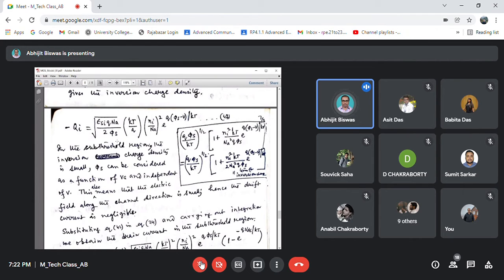It is equal to root over epsilon silicon Q into Na divided by twice phi s kT by Q, ni by Na whole square, e to the power Q (phi s minus V) divided by kT.